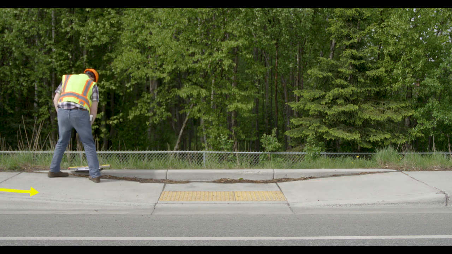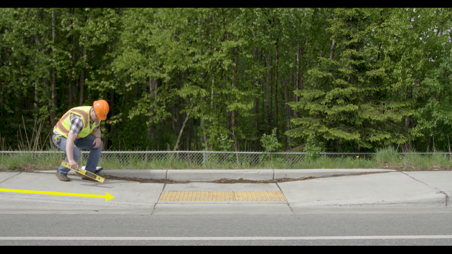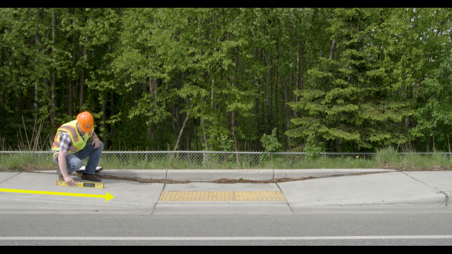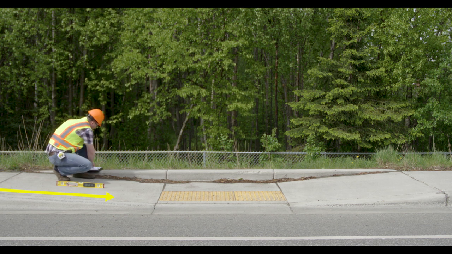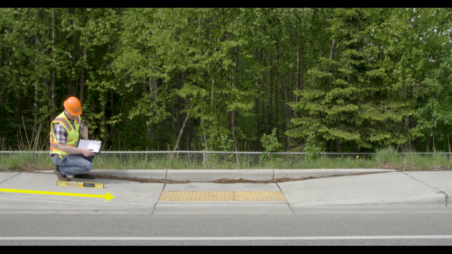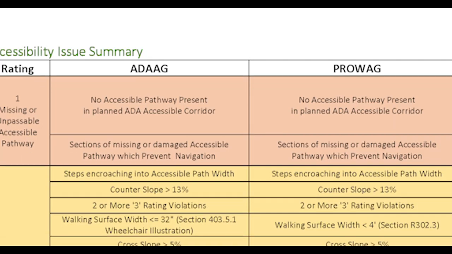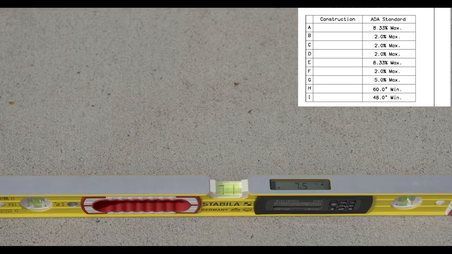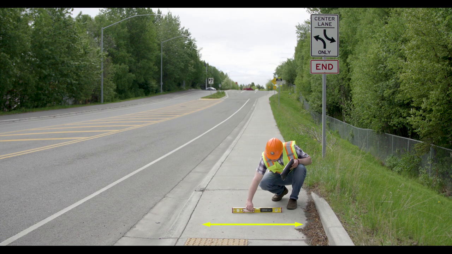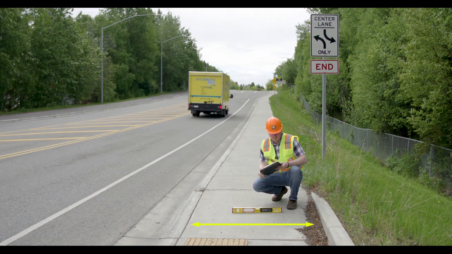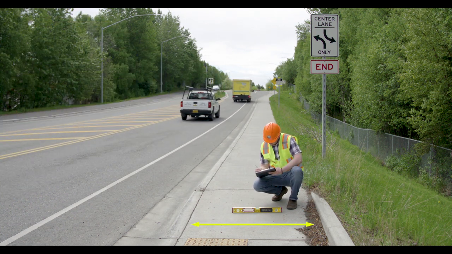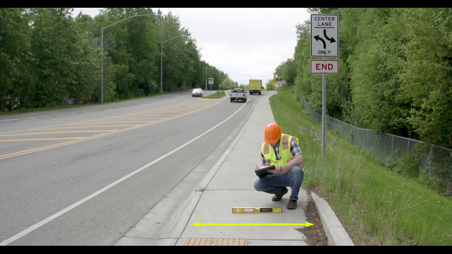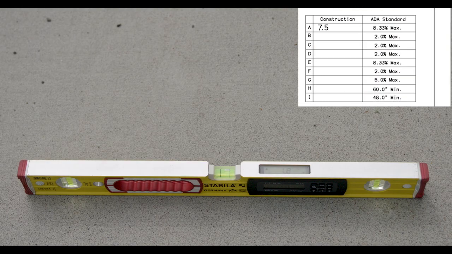Move to the left ramp and take the running slope, making sure to clear the ground first of any debris. Like the perpendicular ramp, the running slope is also along the path of travel, and the ADAAG and PROWAG limit is 8.33%. Record the slope in box A. The cross slope is always perpendicular to the running slope, and the maximum cross slope in both ADAAG and PROWAG is 2%. Measure and record the cross slope in row B of the data sheet.